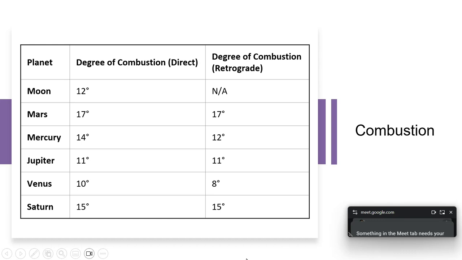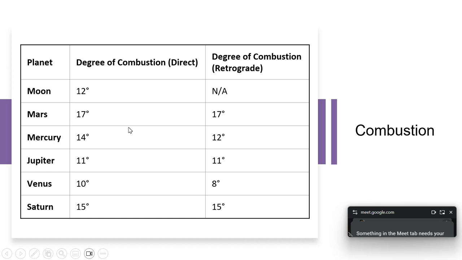For now, you can think that Moon never gets retrograde, Sun and Moon never get retrograde. Rahu and Ketu are always retrograde, and other planets sometimes get retrograde. Most of the time they are direct. Okay. So when they are in direct motion, these are the degree ranges.